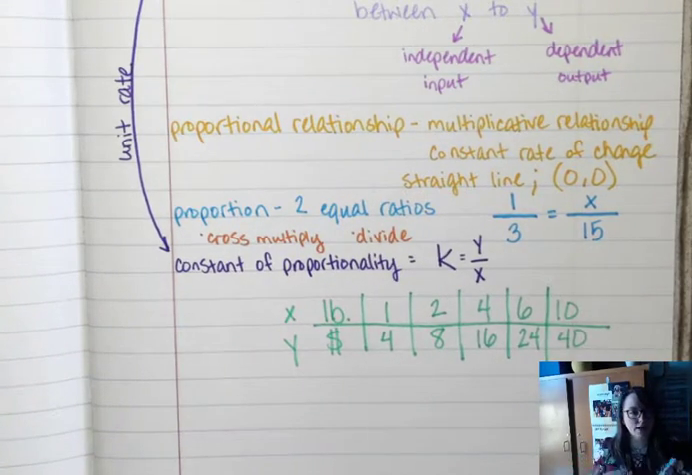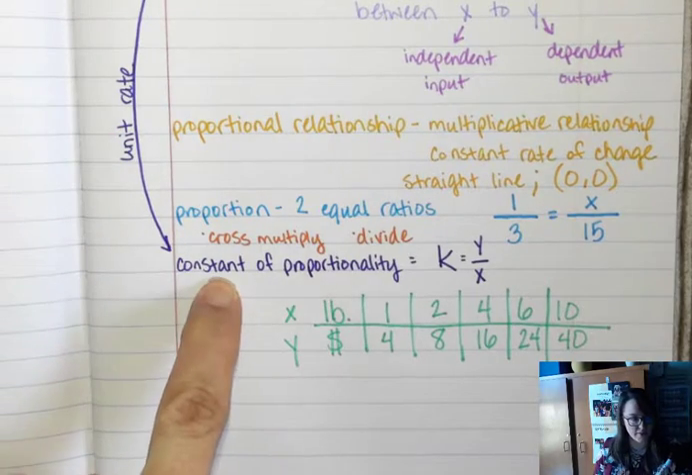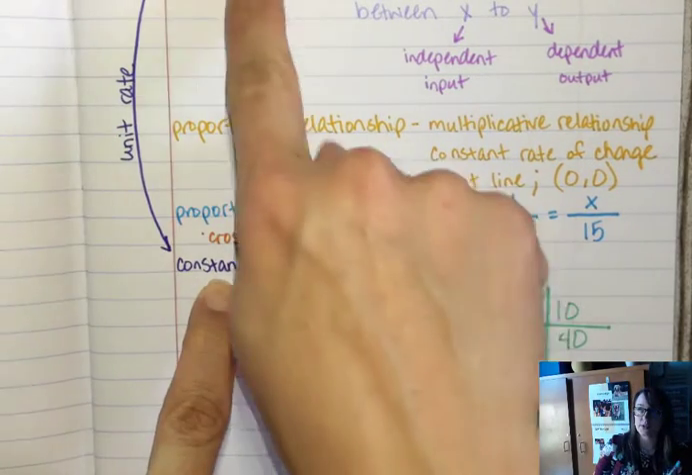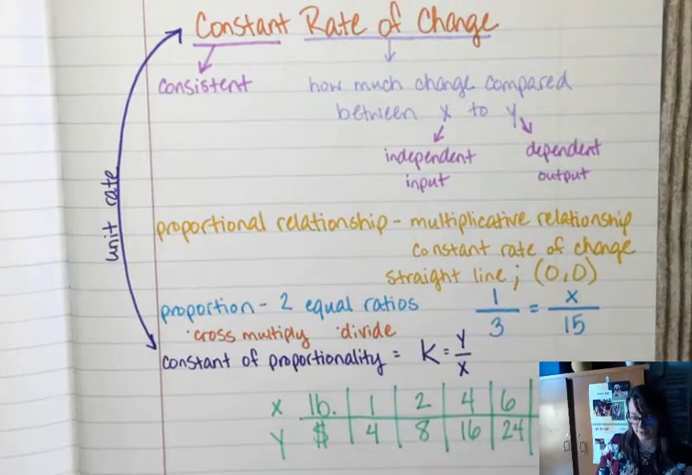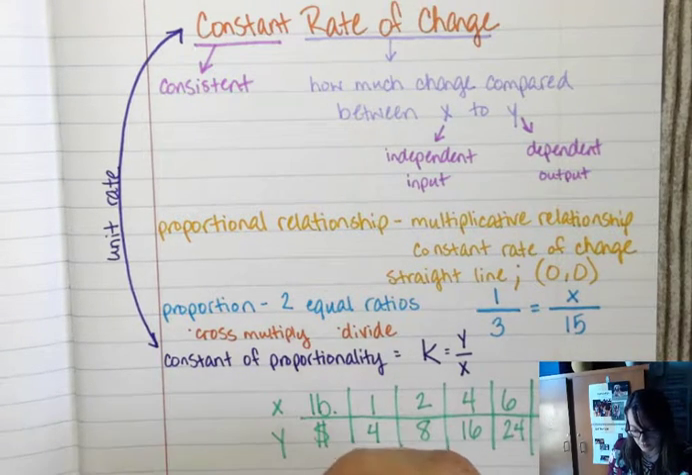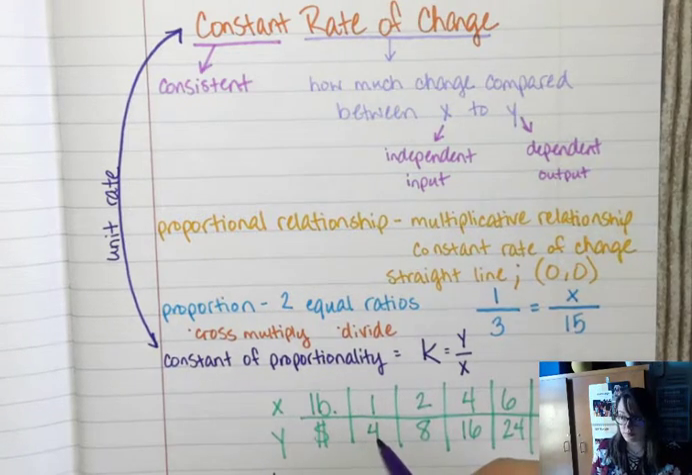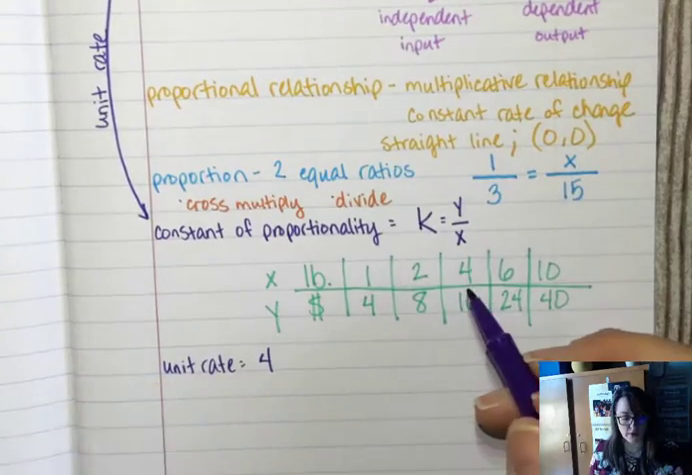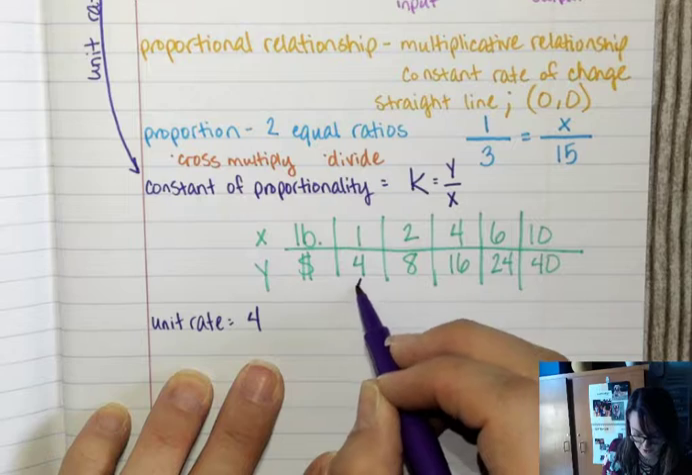Now, what were you doing to tell me how much money that cost? Multiplying by 4. That is the unit rate. That is also the constant of proportionality, and it's also the constant rate of change. So all of those things, the unit rate was 4. How did you figure that out? How did you know unit rate was 4? You divided. 4 divided by 1. This right here tells you unit rate.